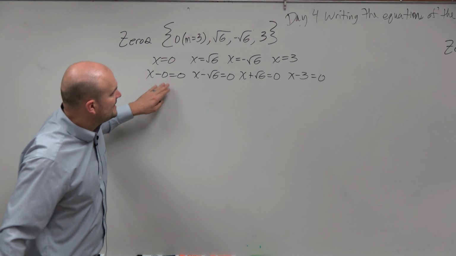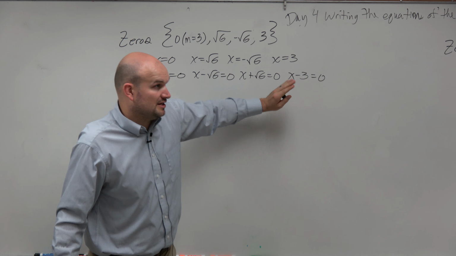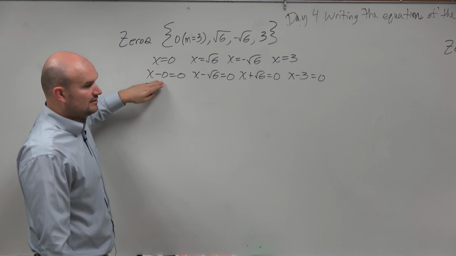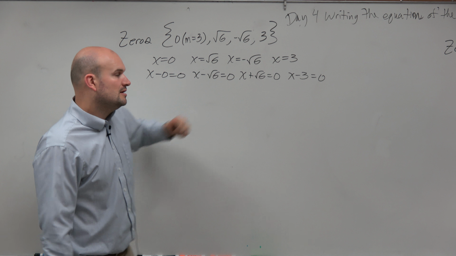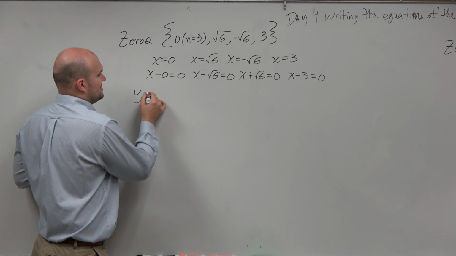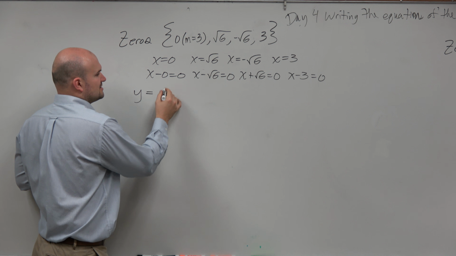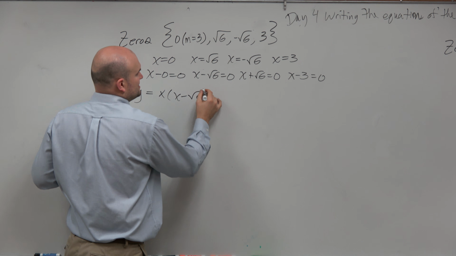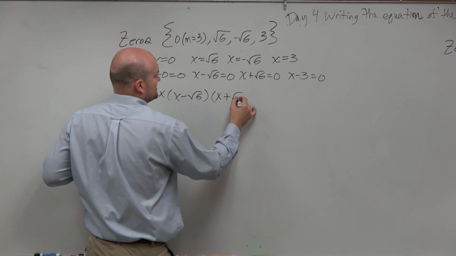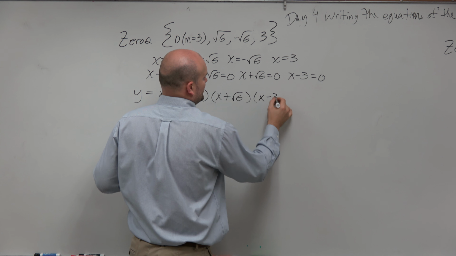So now, these are each of the factors set equal to 0 to find our zeros, which again, all you have to do is apply inverse operations, and you get these respective zeros. So we can write these now as a product of factors. I'm just going to write x times x minus square root of 6 times x plus the square root of 6 times x minus 3.